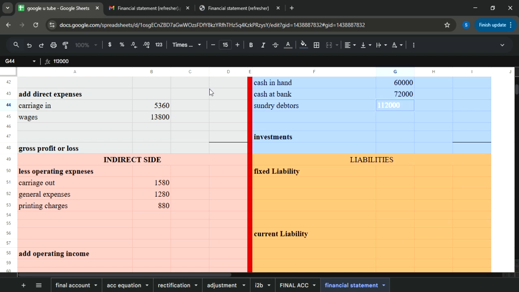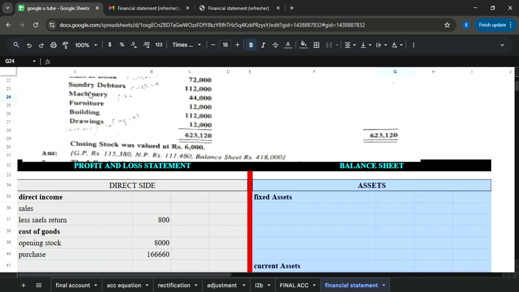After sundry debtors, we have machine. Please note machine is your fixed asset. So again you will change the position. Amount of machine is 44,000. Then we have furniture. Furniture is also part of fixed asset. Amount of furniture is 12,000.